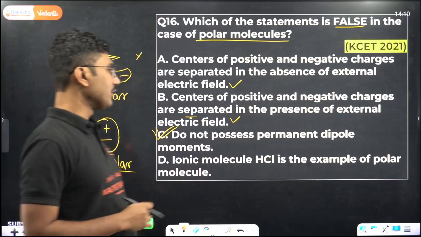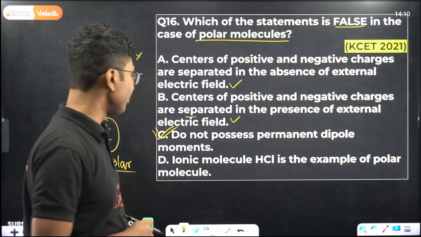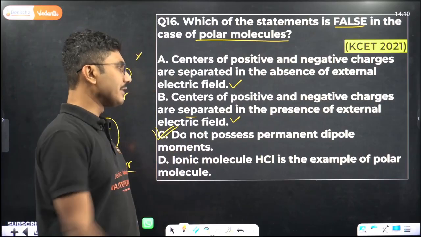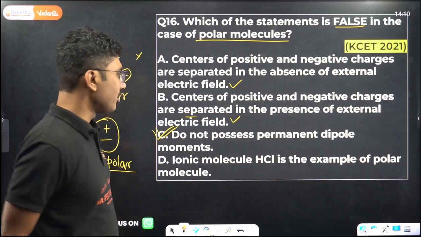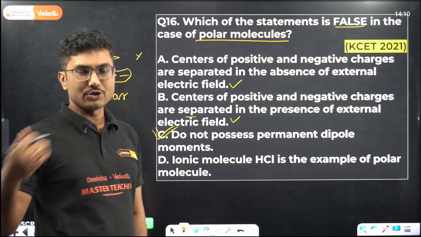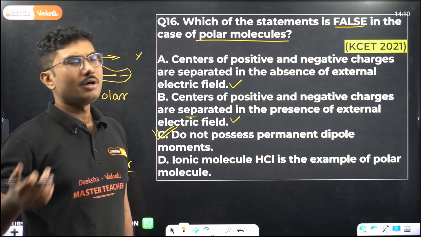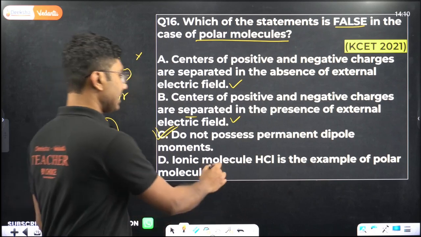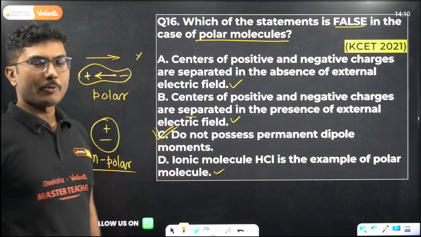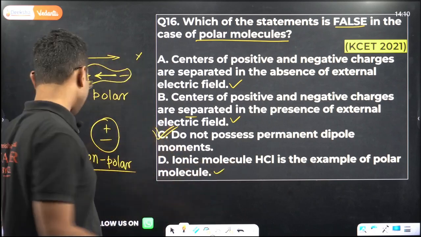Ionic molecule HCl is the example of polar molecule. Correct statement. HCl, H2O, they are all polar, all examples of polar molecules. So this is the correct statement. So only 'do not possess permanent dipole moment' is incorrect.